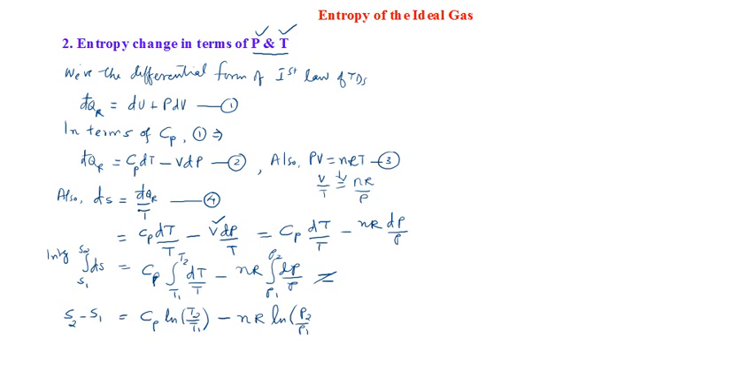Now it's up to you to modify in different forms. This equation can be taken as a final expression that is of use to us: S2 minus S1 is equal to Cp log T2 by T1 minus NR log P2 by P1. It will look very similar to the previous expression. Only the change here is that in place of volume, the pressure is there. In the previous expression it was Cv log T2 by T1 plus NR log V2 by V1. So here there are two notable differences. Instead of Cv, Cp has come in, and instead of plus NR, there is minus NR.